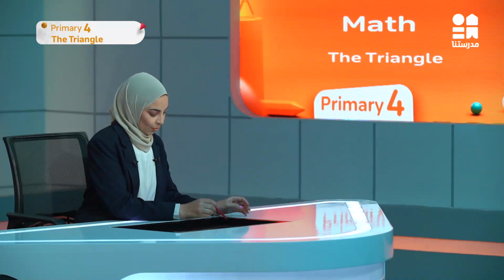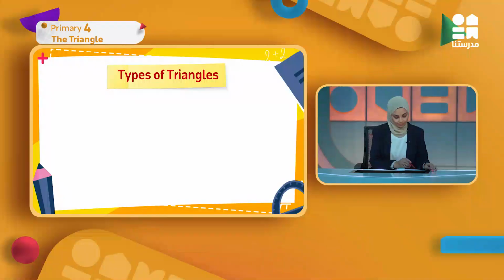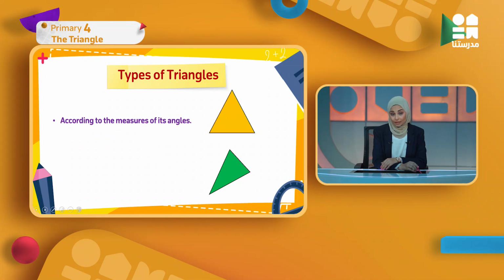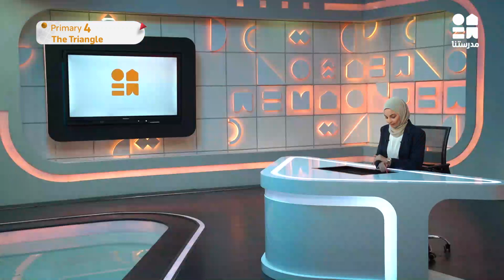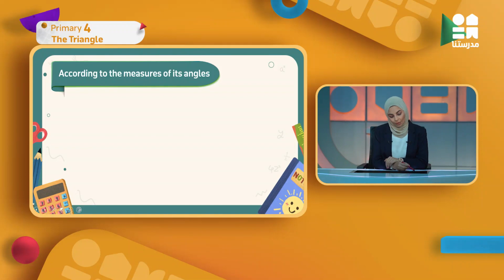Okay? We can classify the triangles into 2 different types. According to the measures of its angles, we can classify triangles into 3 types, and we will discuss it. And according to the lengths of its sides, triangles are classified into 3 types. Okay, let's see all together. According to the measures of its angles.